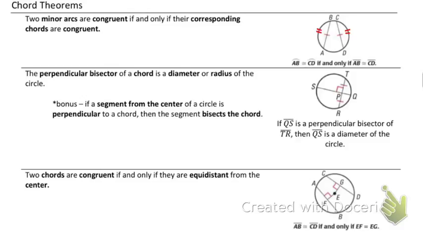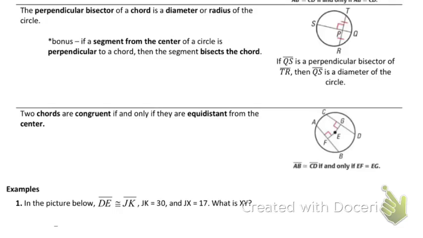The other two are huge ones. That one's nice, it's good to know, but the other two are going to be really big ones. So the first one says the perpendicular bisector of a chord is a diameter or radius of the circle. Once again, the perpendicular bisector of a chord is a diameter or a radius of the circle. So we read here, if QS is a perpendicular bisector of TR, then QS is a diameter of a circle.